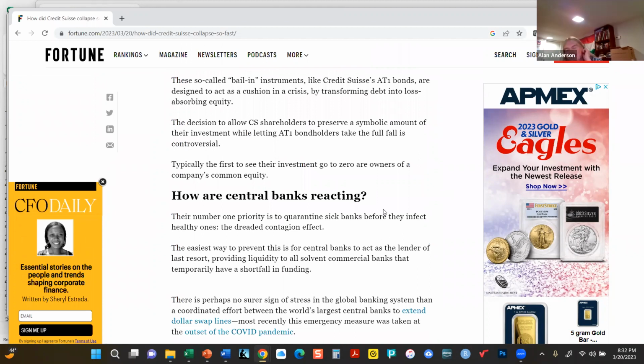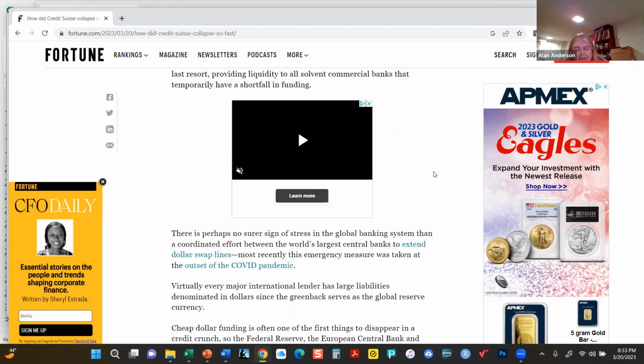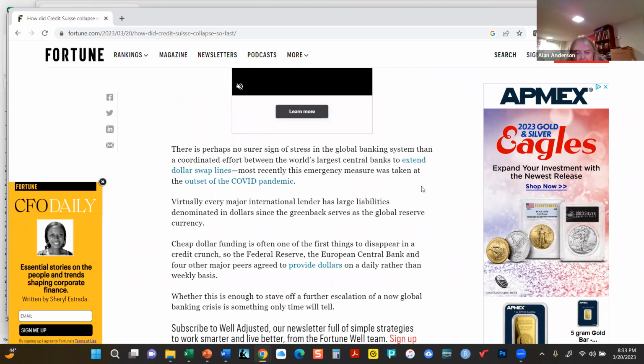Right. So the central bank has to step in. If these were not Swiss banks, the Fed would have had to step in and provide liquidity to all these banks and provide reassurances to the markets that this is not something that's going to be spreading throughout the entire banking system. So in this case, it's the Swiss central bank that's on the hook.